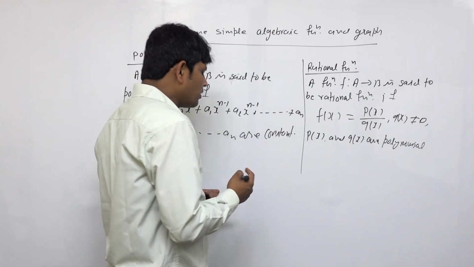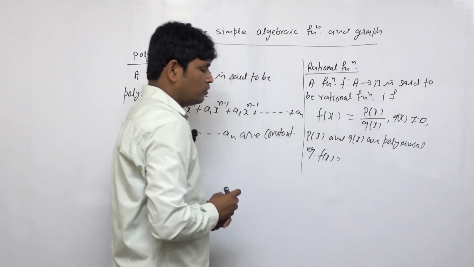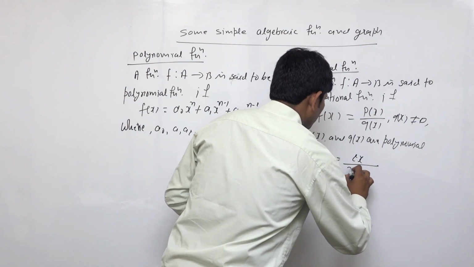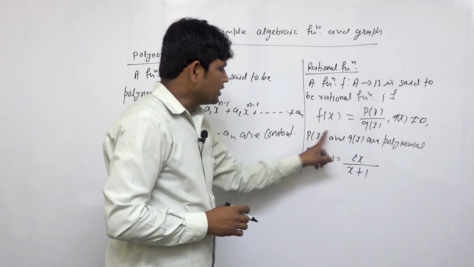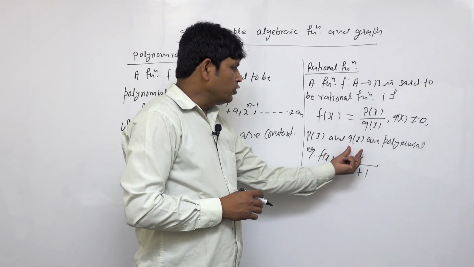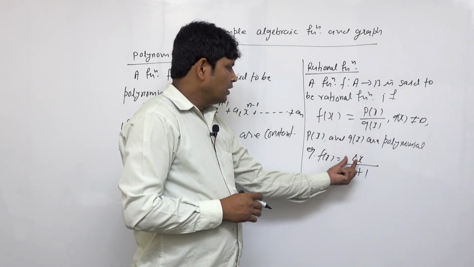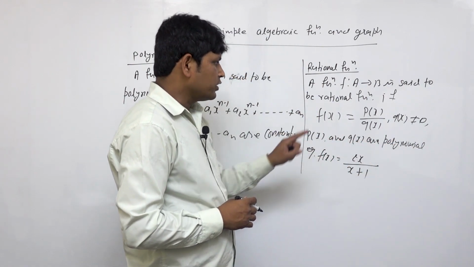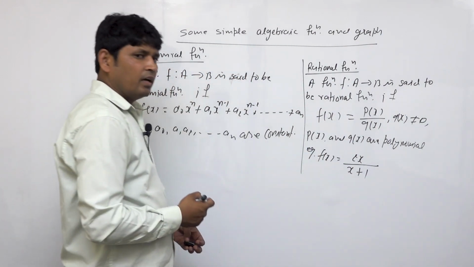For an example of a rational function, we can take f(x) equal to, suppose, 2x over x plus 1. This is an example of a rational function. It is a function in the form of a fraction, where the numerator and denominator are expressions in terms of x, where p(x) and q(x) are polynomials in x. So 2x over x plus 1 is an example of a rational function.